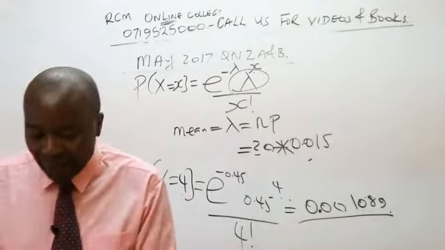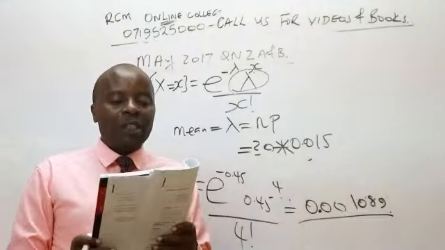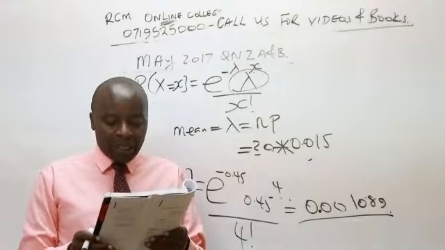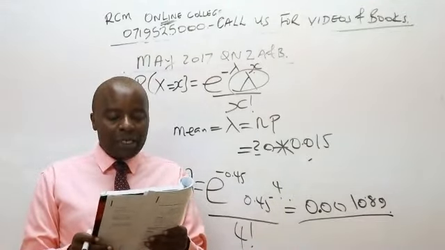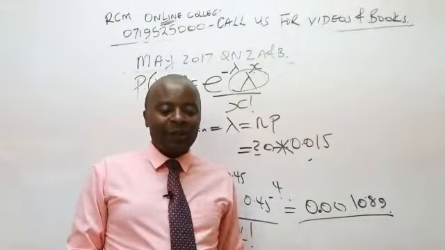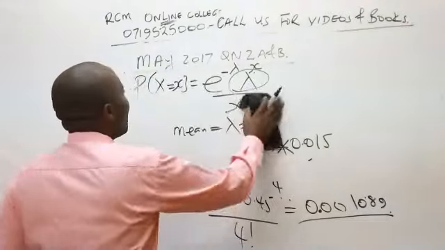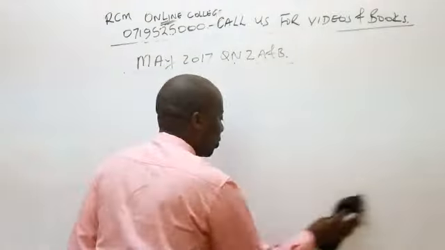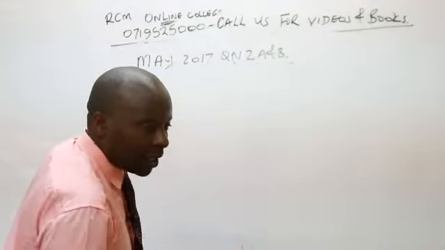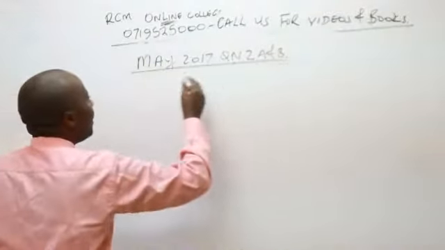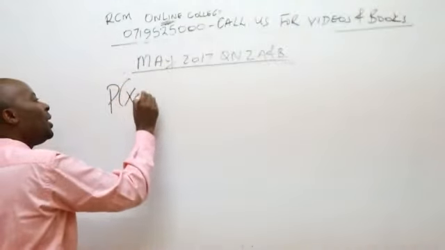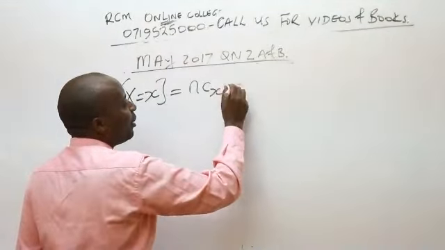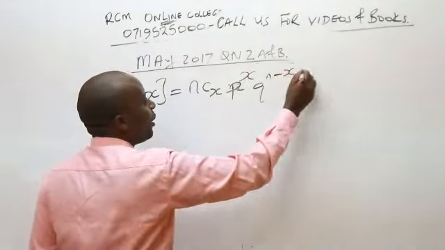And then we go to number 2 straight away, where they want us to evaluate the same probability, but this time around using the binomial probability distribution. Binomial is very easy. It is n combinations x, times p raised to x, times q raised to n minus x.